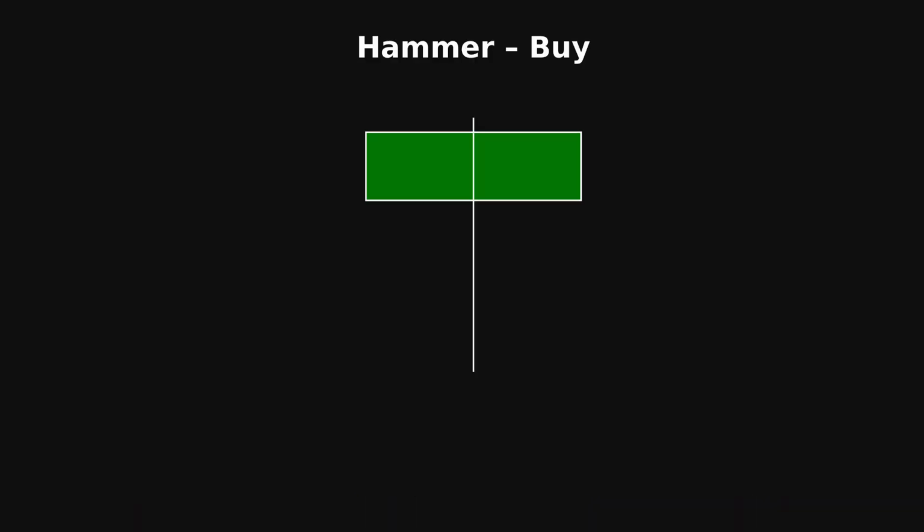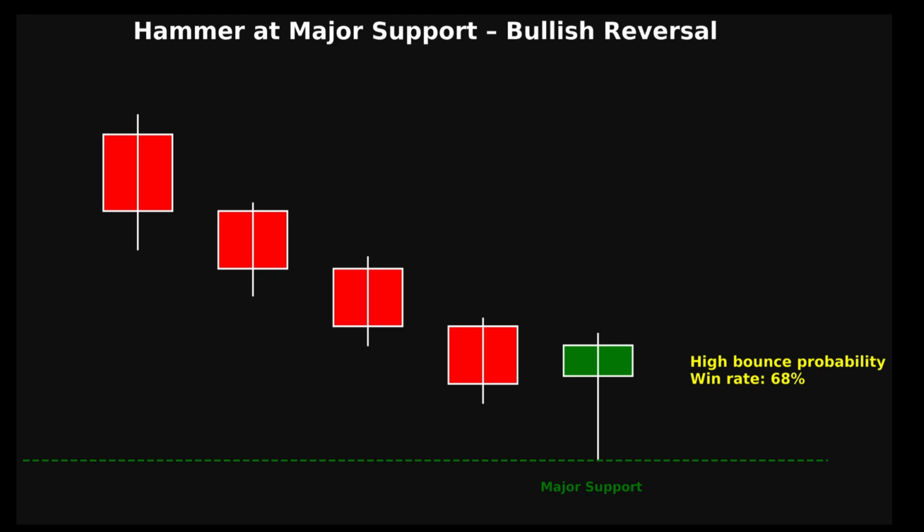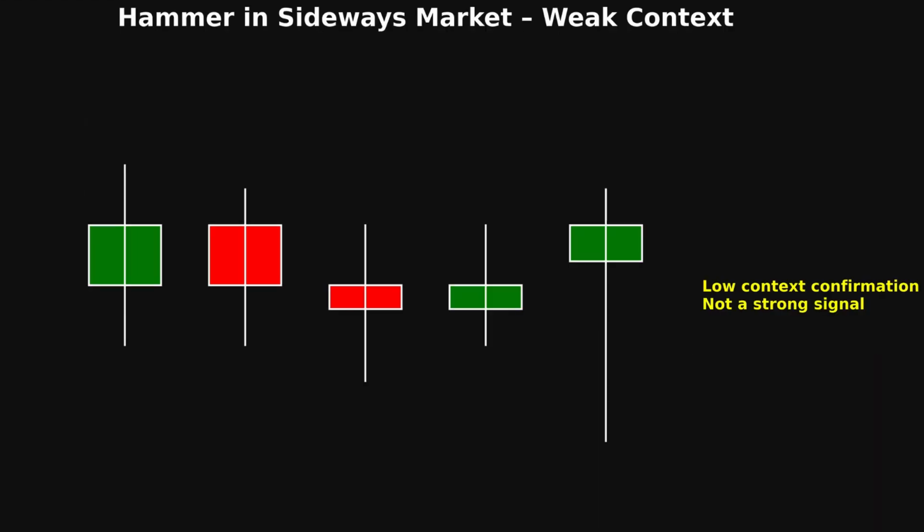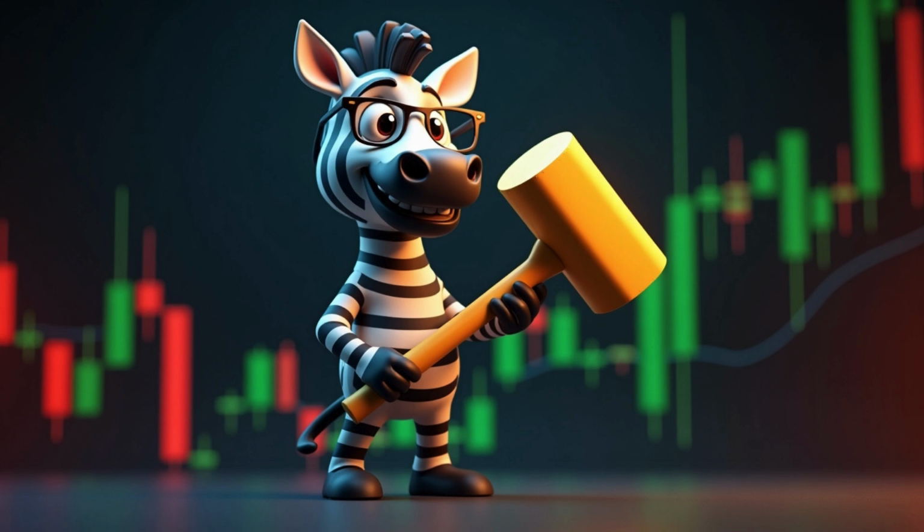Second, the hammer. Small body, long lower wick, close near the high, often after a decline. This shows buyers stepped in hard, usually a potential buy signal, but only with confirmation. If you're short, it could mean take profit. If you're flat, wait for the next candle to follow through. AI checks location, volume, trend, and past results before giving it a green light.